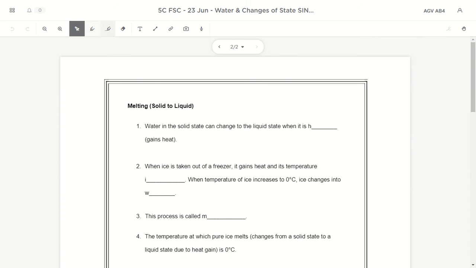Page 4 is about melting, so please highlight. Melting is from solid to liquid. Like what we did in school that day, from a solid ice cube to become liquid water on our hands. Water in the solid state, we call it ice or snow. In particular we call it ice because we use that in school. It can change into liquid state, which is water, liquid water.